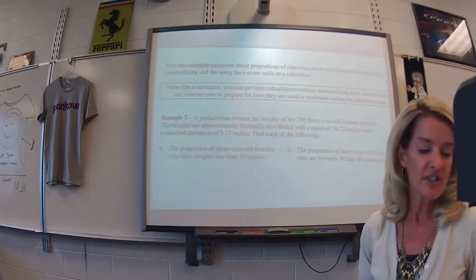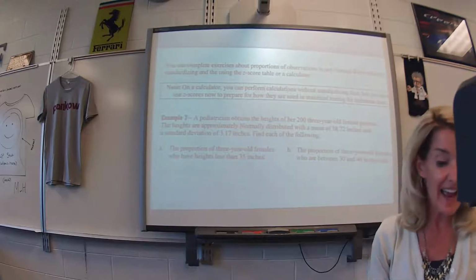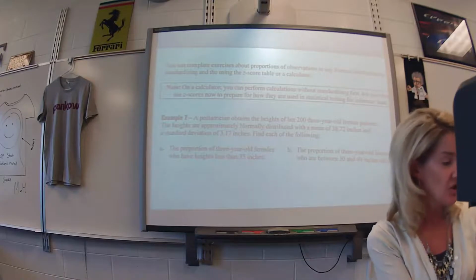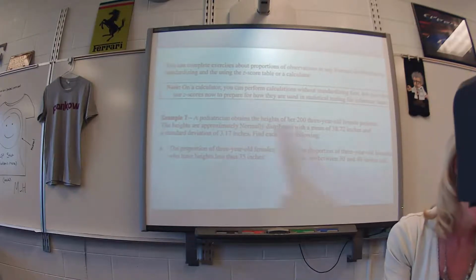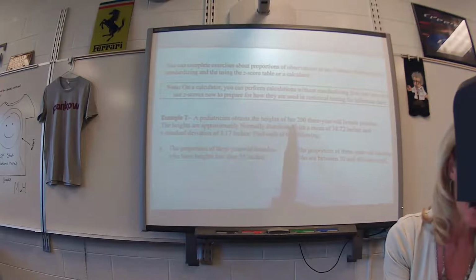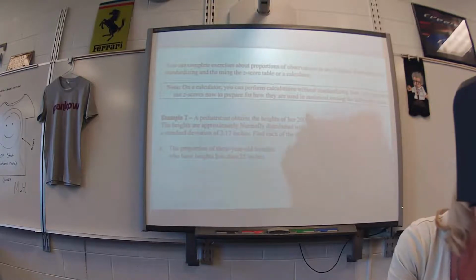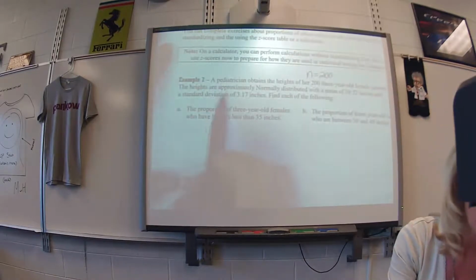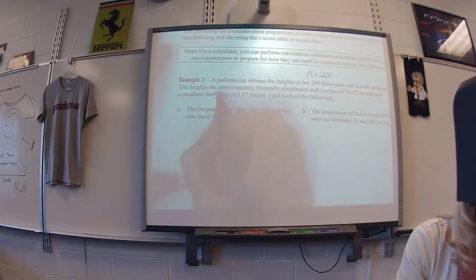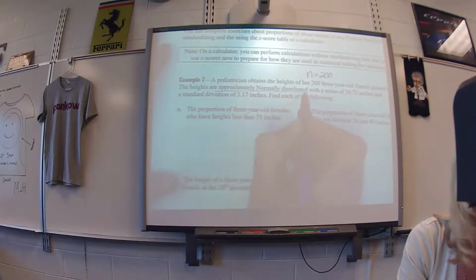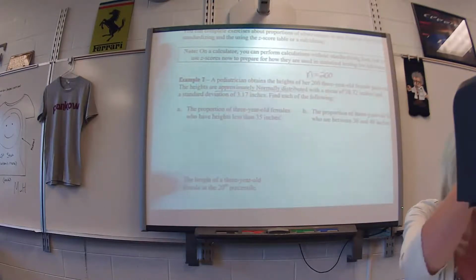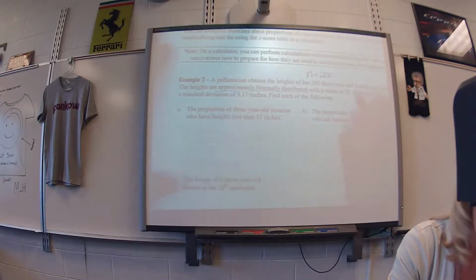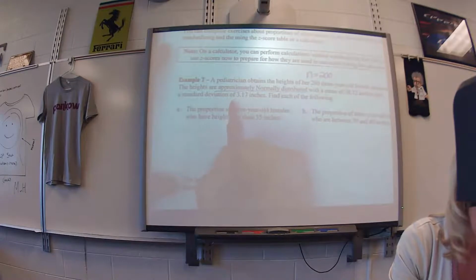You can complete exercises about proportions of observations in any normal distribution by standardizing first and then doing the work on the calculator. So a pediatrician obtains the heights of her 200 3-year-old female patients. So to be honest, you may not need that. That's your N size. The heights are approximately normally distributed. This is important because if they don't tell you this, then you shouldn't be drawing a normal distribution and doing all this stuff. All right, the mean is 38.72 and the standard deviation is 3.17.